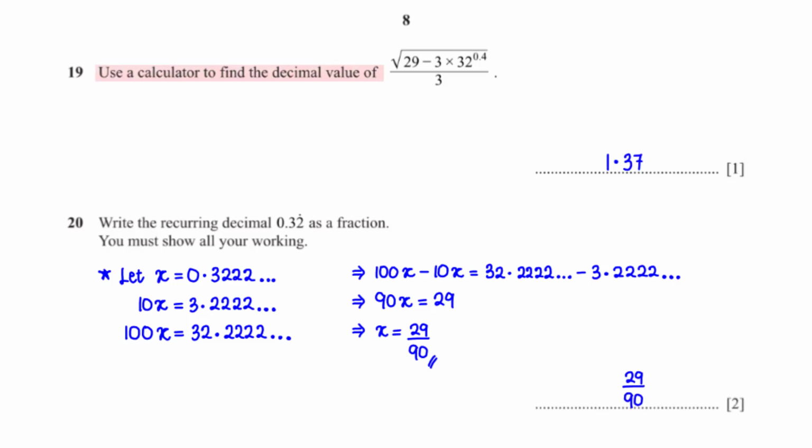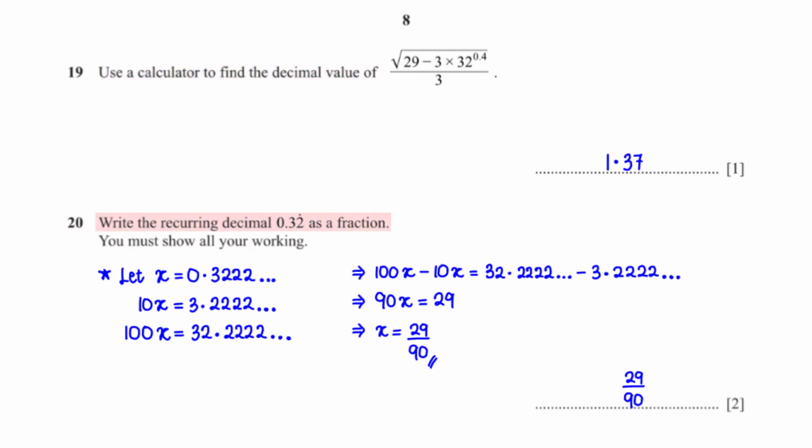Use a calculator to find the decimal value of square root of 29 minus 3 times 32 raised to the power 0.4, all divided by 3. When we type this into the calculator, this is what we get. Since we've not been told to write the full calculator display, we round it off to 3 significant figures.